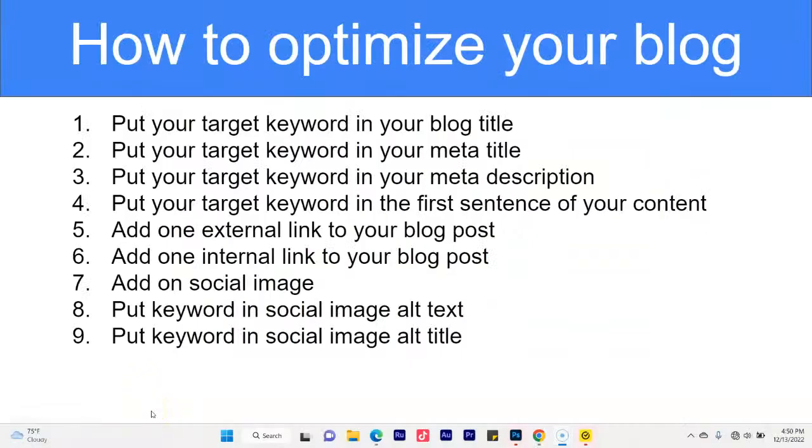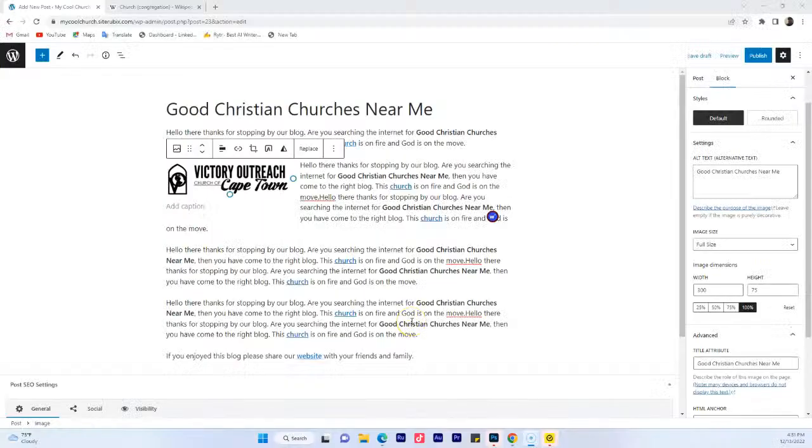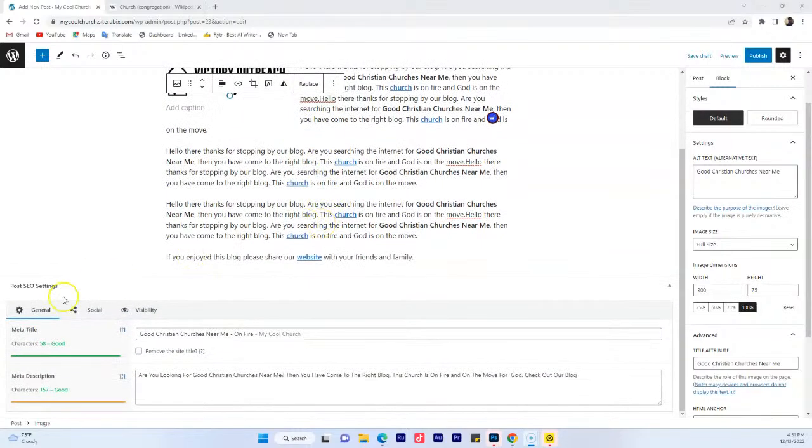Okay, step number 10. What we're going to do now is put the keyword in our social meta title. So keep it locked. I'll show you how to do that. Okay, the way you want to add your keyword to your social meta title is you want to scroll down. Right now in the plugin, we're in general.